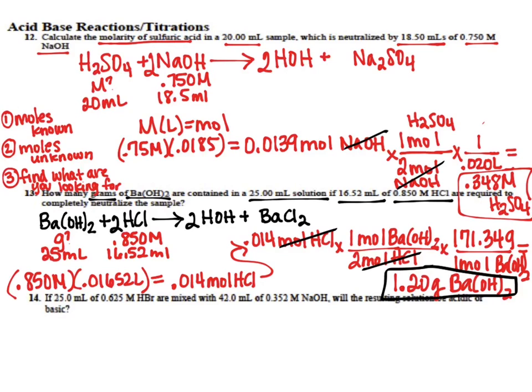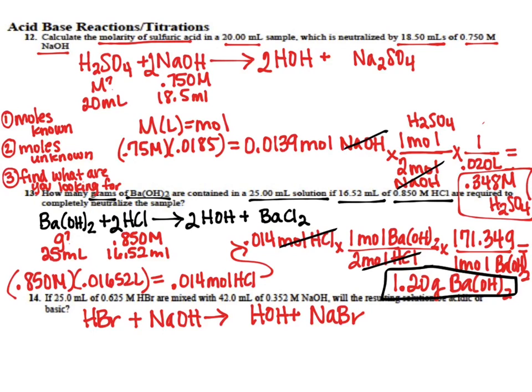One more math problem, and then we're going to do redox, and we're done. If 25 mL of 0.625 molar HBr are mixed with 42 mL of 0.352 molar NaOH, what will the resulting solution be, acidic or basic? So the very first thing, write your equation. HBr plus NaOH gets me HOH plus NaBr.